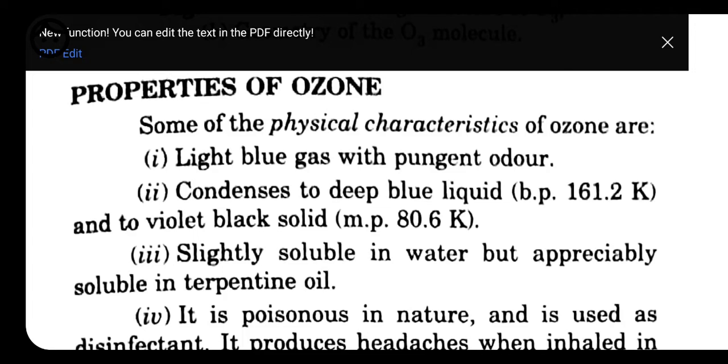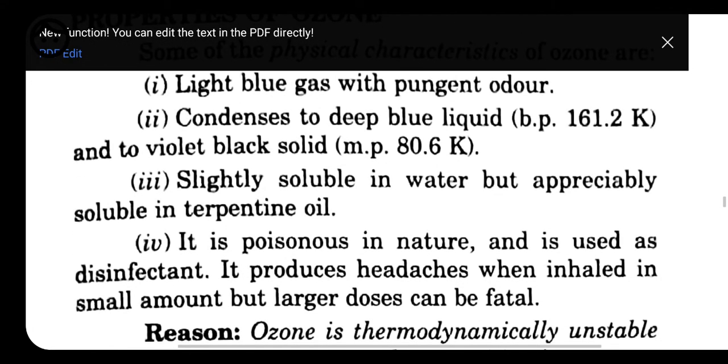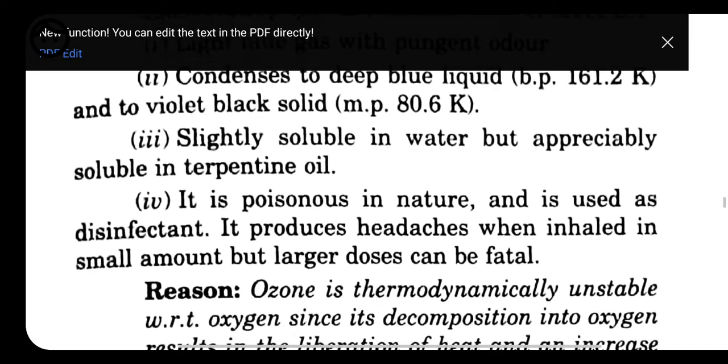They are slightly soluble in water, but more soluble in turpentine oil. It is poisonous in nature and used as a disinfectant. It is used to kill germs. It produces headache when inhaled in small amounts, but larger doses can be fatal. Because it is poisonous in nature, if we inhale it in more amount, it can even be fatal.